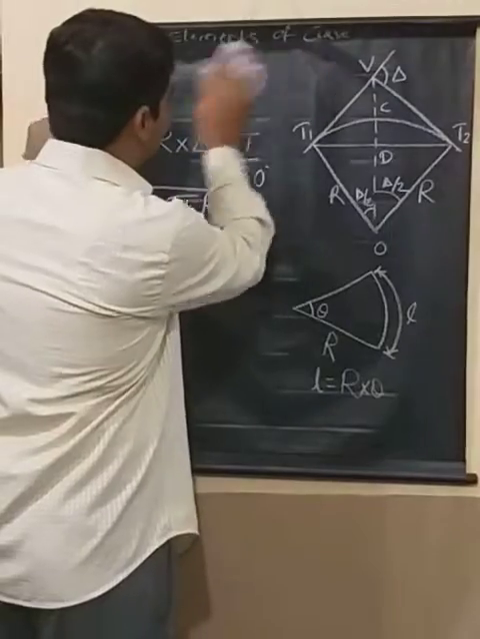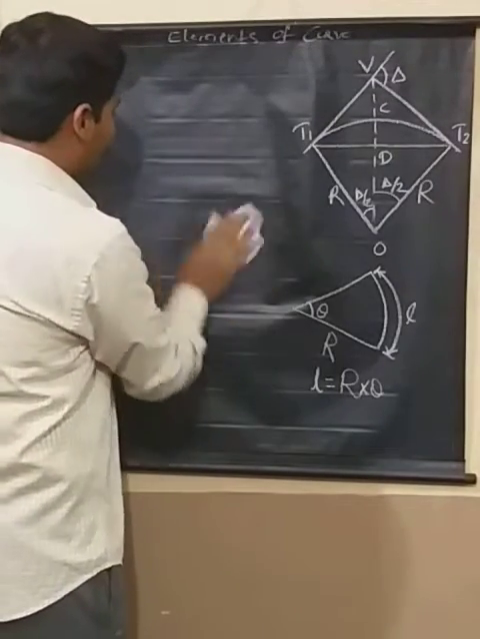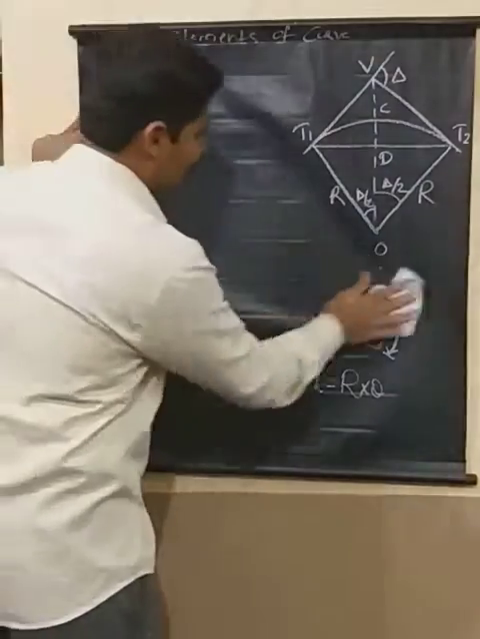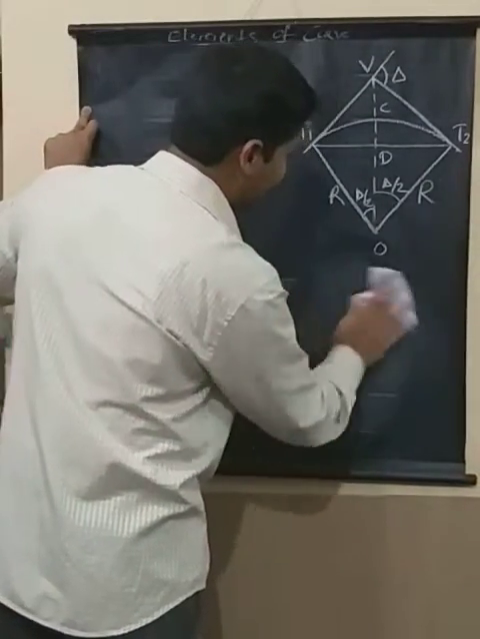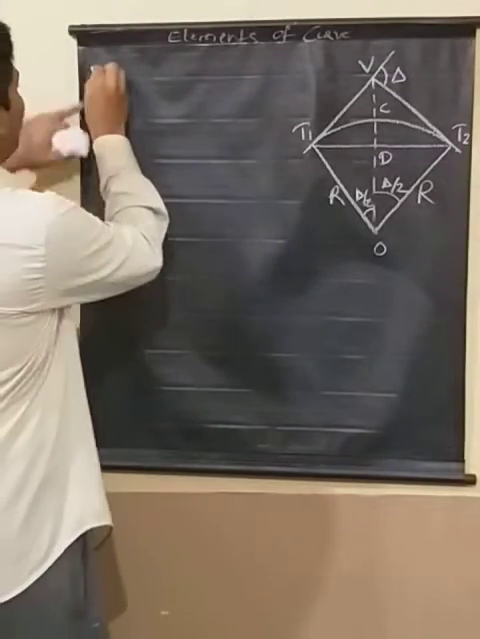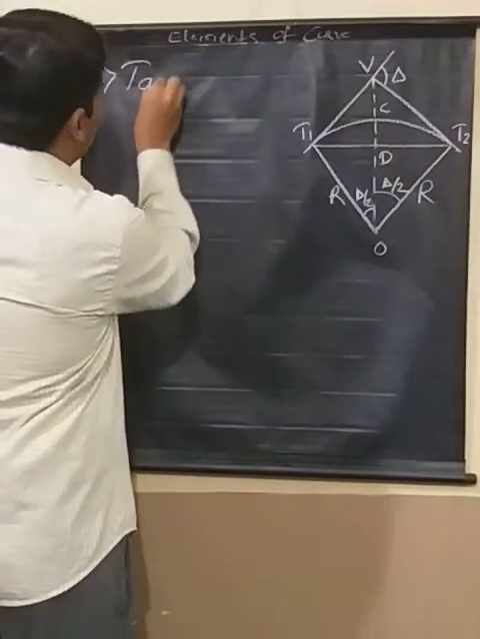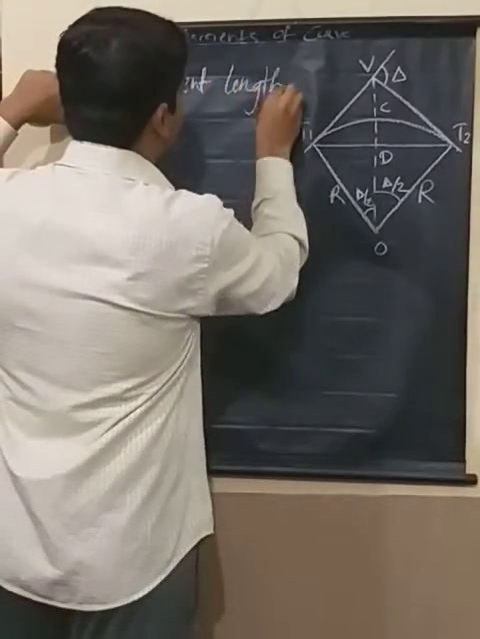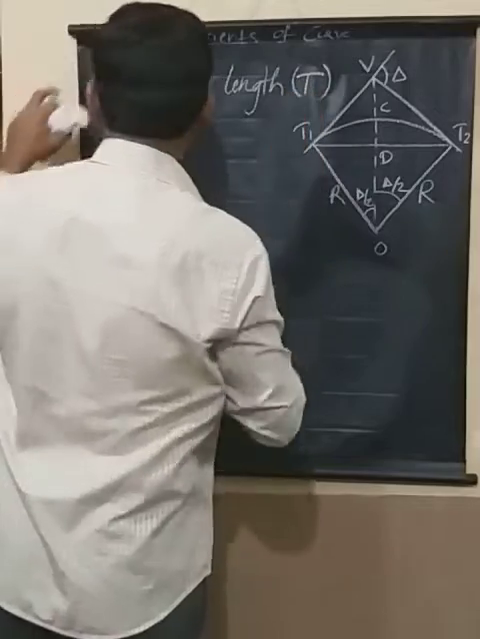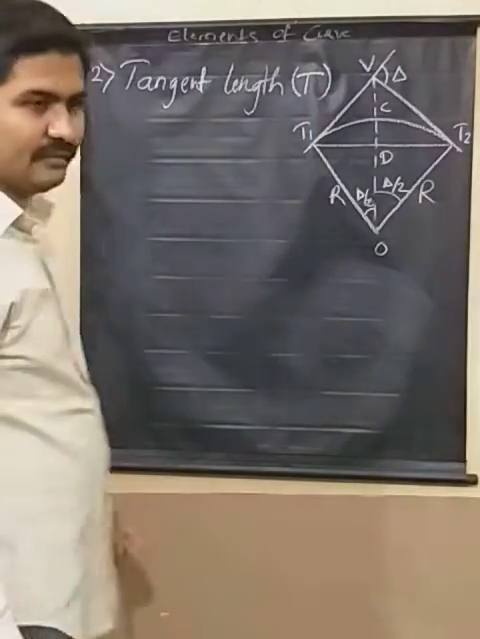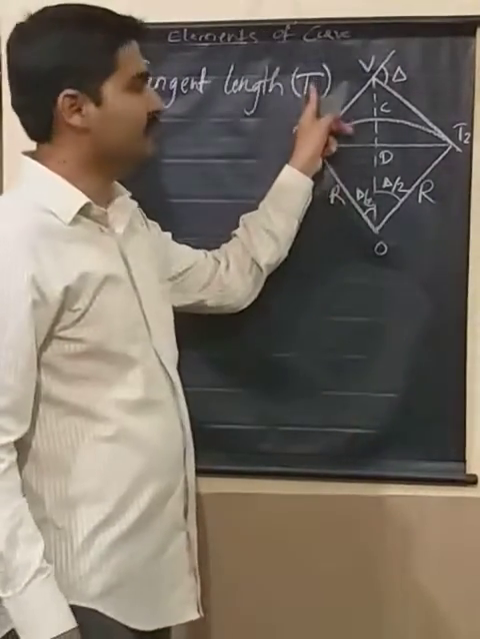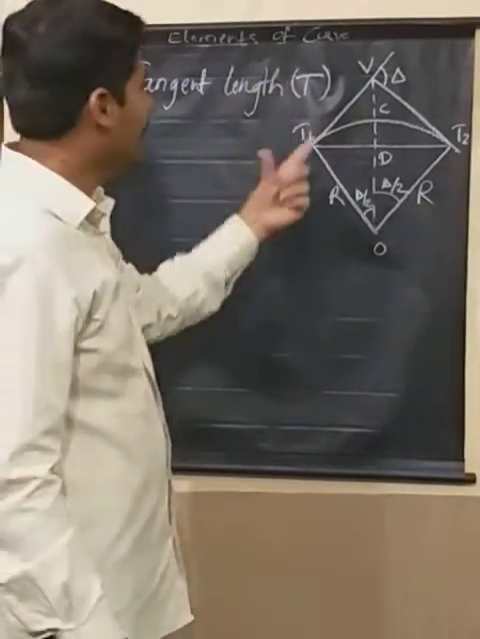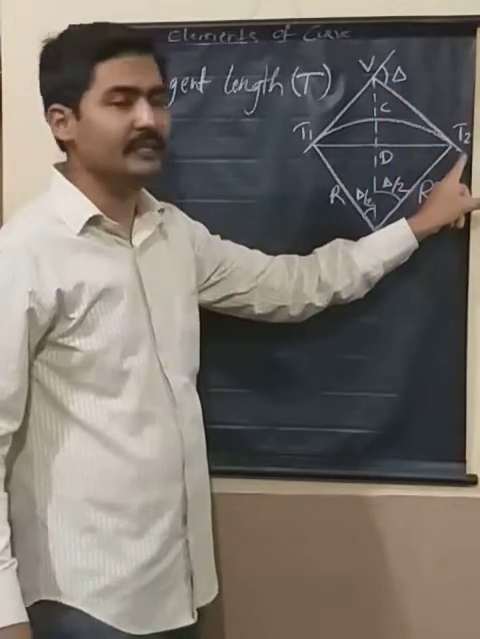So if I have to take the second one, next is the tangent length. Tangent length is denoted by capital letter T. So capital T is the tangent length. So here it is VT1, right? And you have another tangent which is VT2.